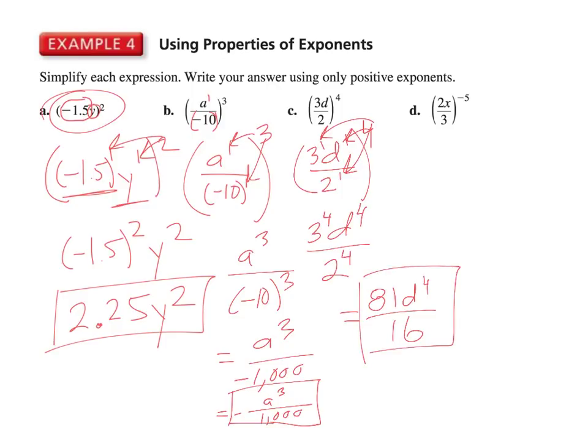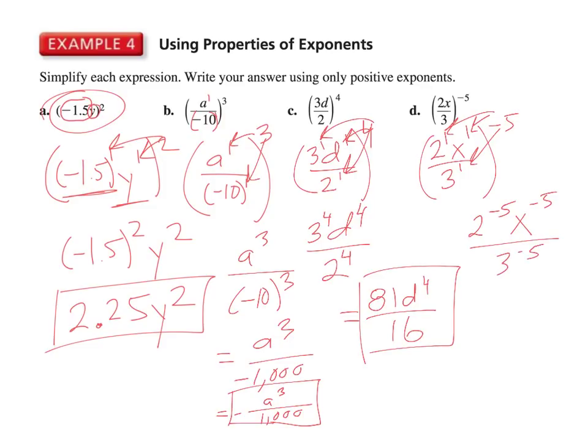All right, next one, same deal as before. 2 to the first, x to the first, 3 to the first, negative 5 on the outside. All right, so I have this whole quotient here. Applying the power property of quotients, I'm going to multiply all these by negative 5. So I have 2 to the negative 5, x to the negative 5, and 3 to the negative 5.